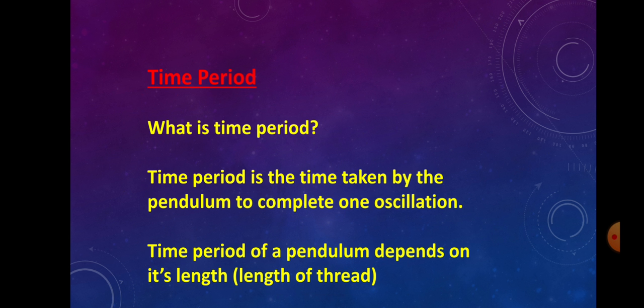Now, time period. What is time period? The time period is the time taken by a pendulum to complete one oscillation. The time period of a pendulum depends on its length, the length of the thread.